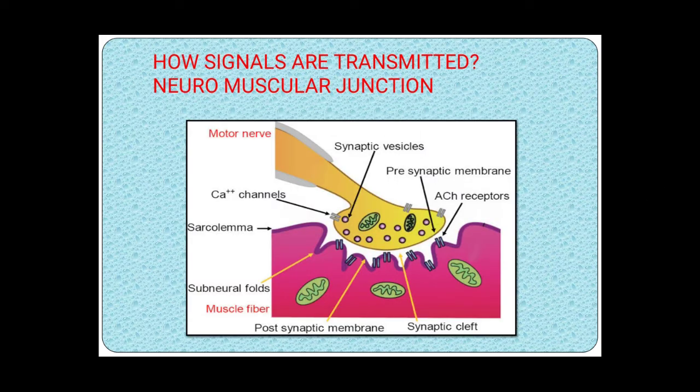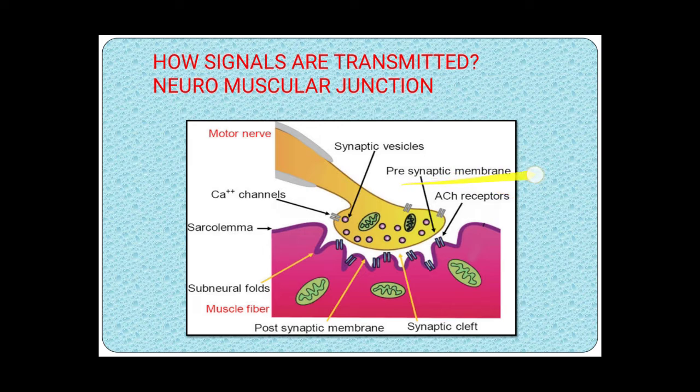Now let us discuss the neuromuscular junction. In this diagram, the yellow colored structure is the motor nerve. This is part of the neuron. And the pinkish color is the muscle fiber. Now when you take the motor nerve, this end membrane is known as the presynaptic membrane, the membrane which comes before the synapse. So it is known as the presynaptic membrane.